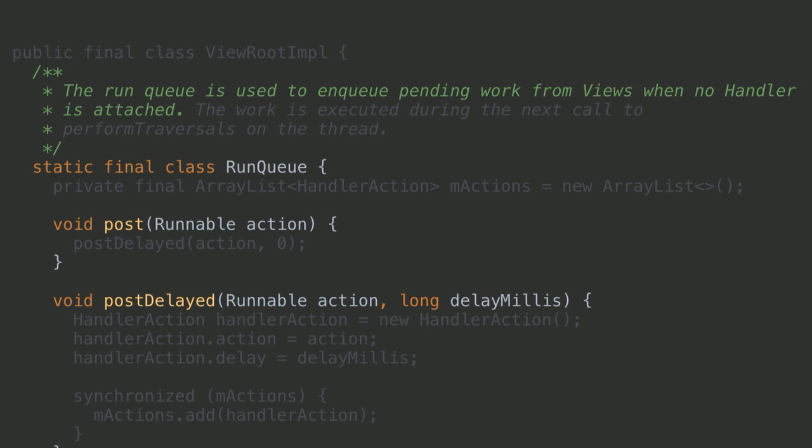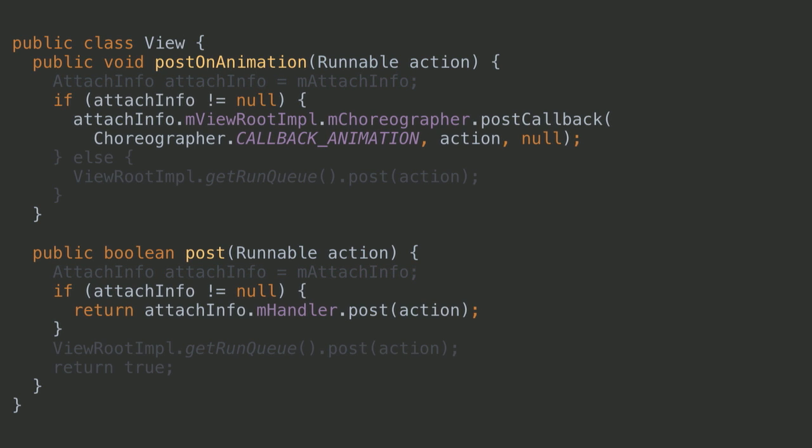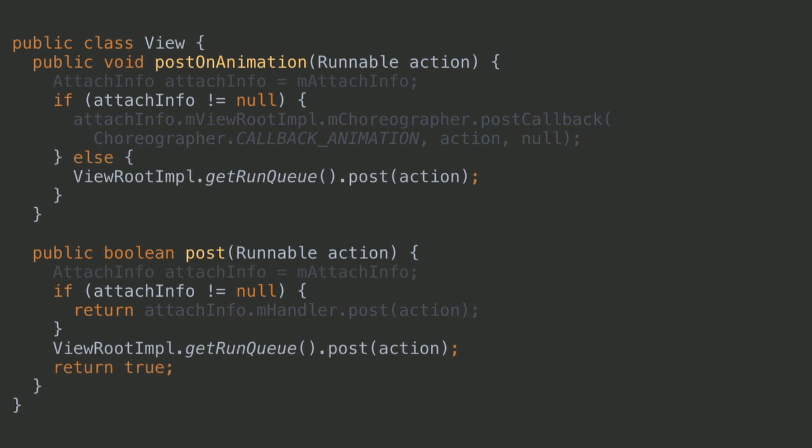So the queue is going to be dequeued the next time there's a traversal. It also says that the run queue is used to enqueue pending work from views when no handler is attached. So let's check that out. Let's look at the View class, and we can look at post and postAnimation. In the View class, you can post work to execute later on the main thread. The implementation is pretty simple. There's, again, this mAttachInfo field. And if the view is attached, just post to either the choreographer or the main thread handler, or put it in a queue to be executed later on the next traversal.